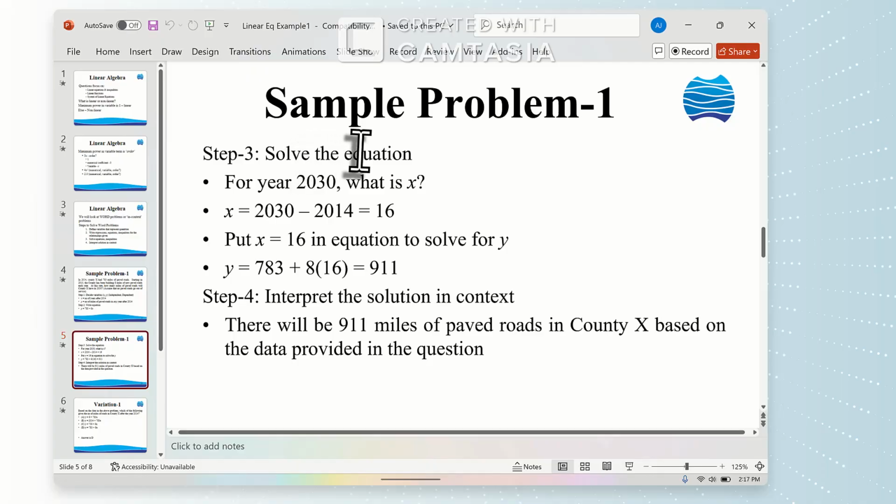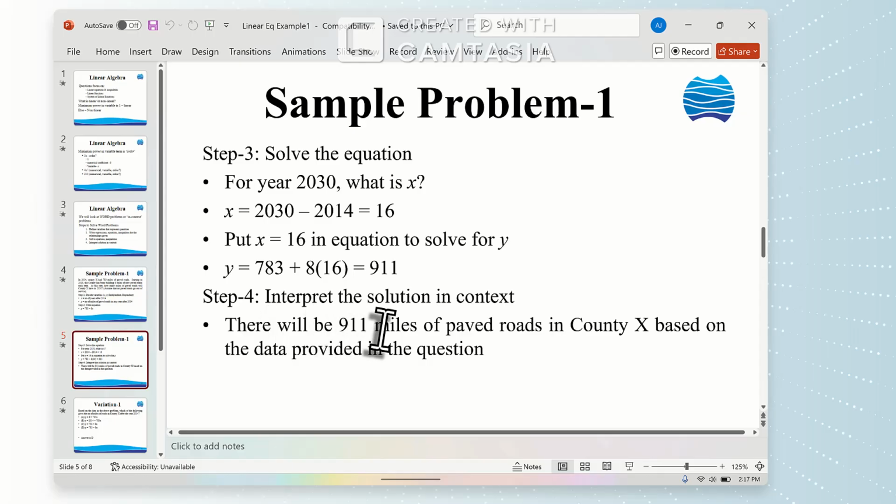The next step is to solve the equation. Now for 2030, you have to find out how many miles of paved roads there will be. So first we need to find x. x corresponding to 2030 will be, we are starting 0 at 2014, so we subtract 2014 from 2030. x is equal to 16. So we put x equal to 16 in the equation and we solve for y. The answer is 911. So the final step is to interpret the solution in context.